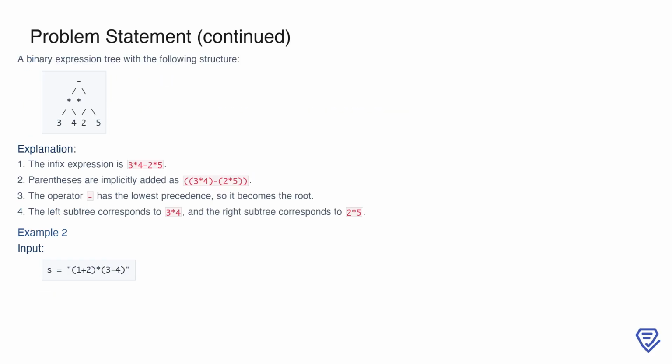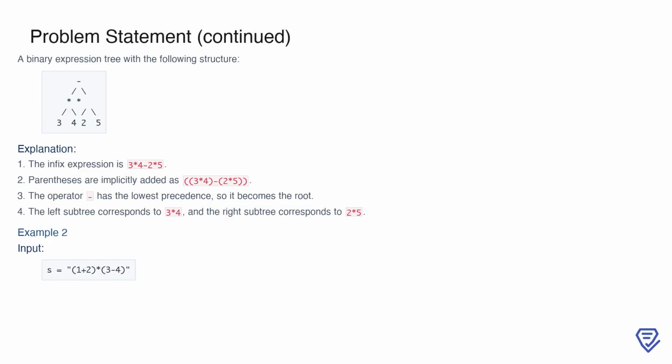For the input S equals 3 asterisk 4 dash 2 asterisk 5, the binary expression tree would look like this. The root node contains the operator dash, which has the lowest precedence in the expression. The left child of the root represents the sub-expression 3 asterisk 4, and the right child represents 2 asterisk 5. Each of these subtrees is further broken down into individual operands and operators.